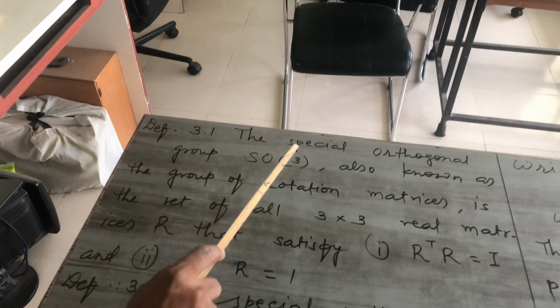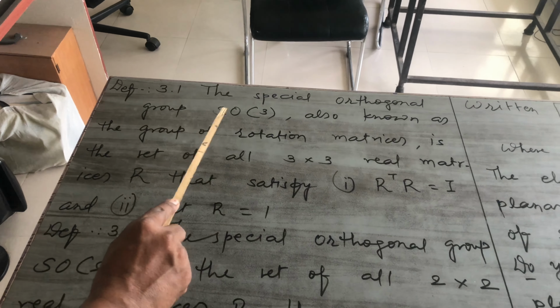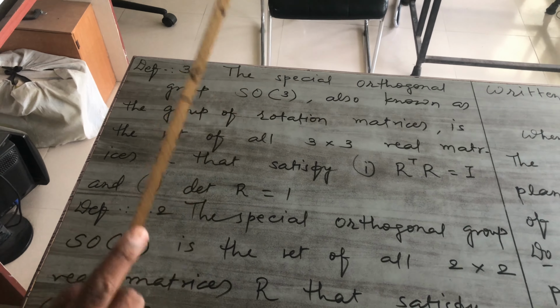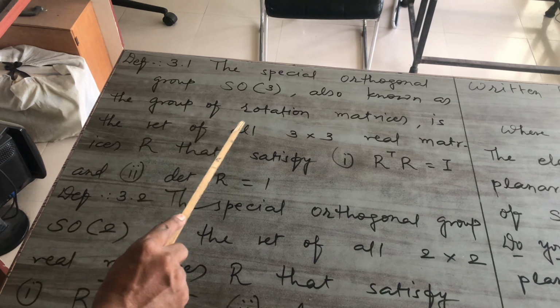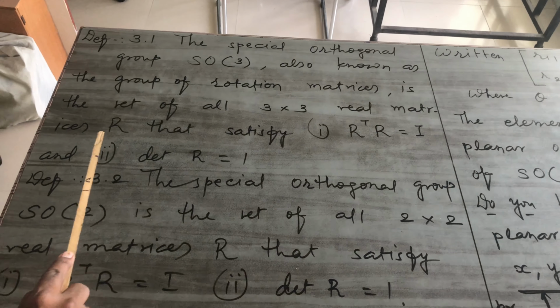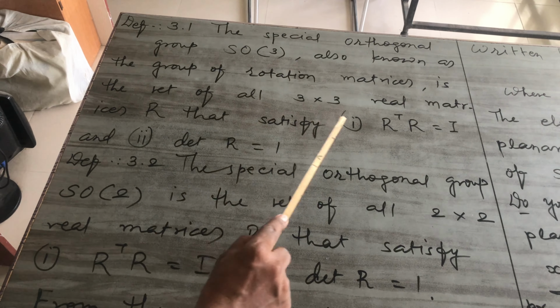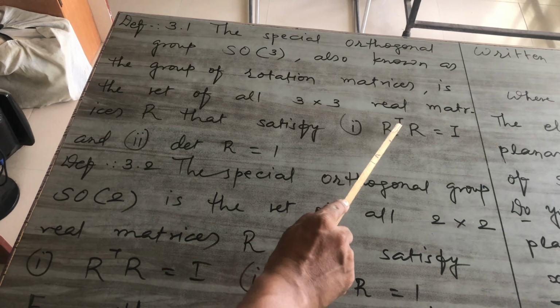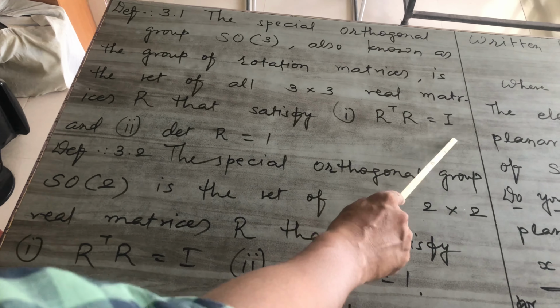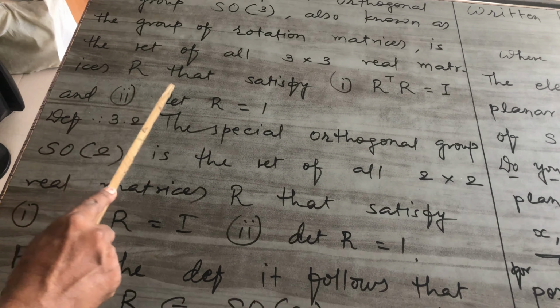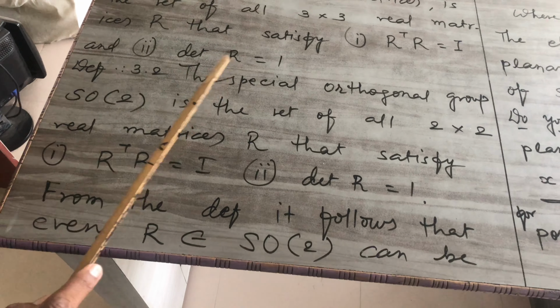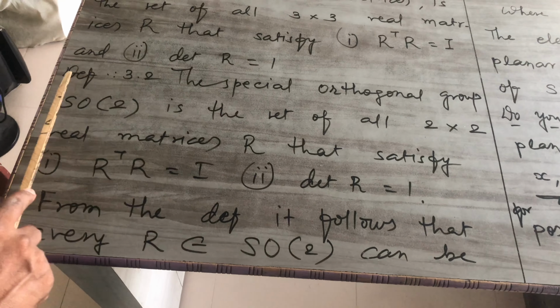Definition 3.1. The special orthogonal group SO3, also known as the group of rotation matrices, is the set of all 3 cross 3 real matrices R that satisfy these two properties: one, transpose of R times R equals the identity matrix, and two, determinant of R is 1 for anti-clockwise, for a right-handed frame.